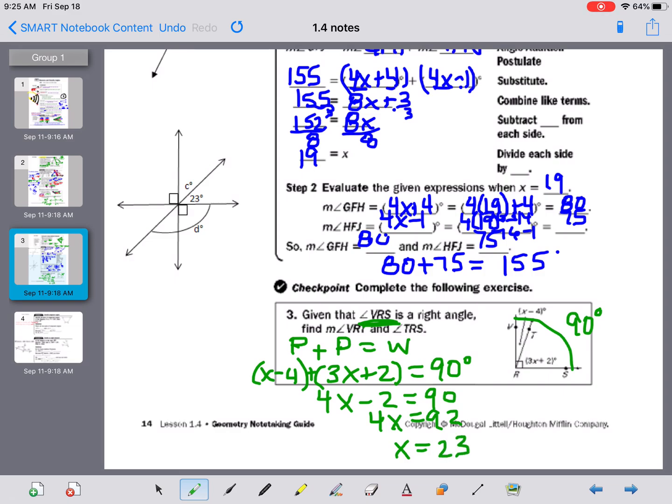But it asked me for the angle, so I'm plugging in. For VRT, which is the one there on the top, which was x minus 4, I'm going to go 23 minus 4, which is 19. And then angle TRS is 3 times 23 plus 2. So I get 69 plus 2, which equals 71. What is 19 plus 71? 90, because part plus part equals whole.